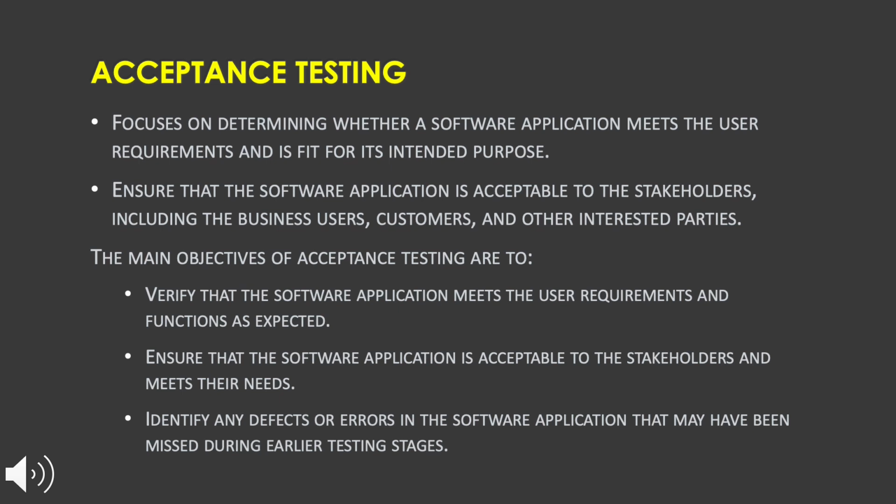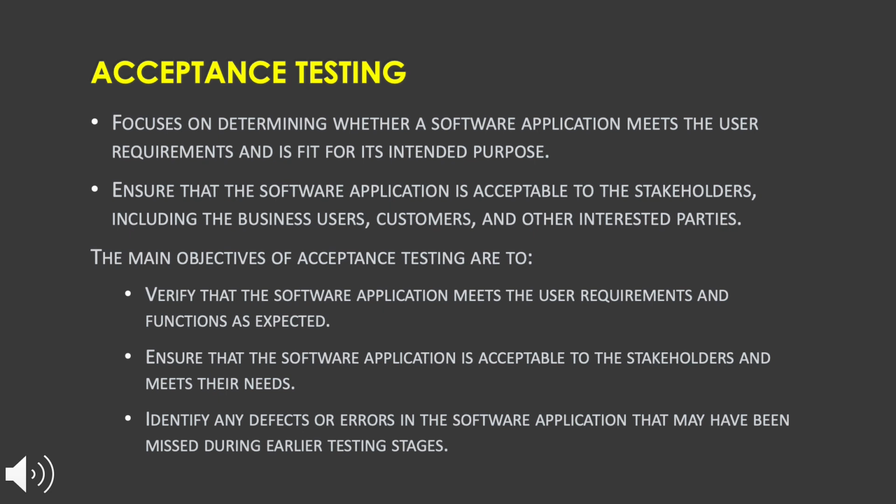Acceptance testing is a type of software testing that focuses on determining whether a software application meets the user requirements and is fit for its intended purpose. The purpose of acceptance testing is to ensure that the software application is acceptable to the stakeholders, including the business users, customers, and other interested parties. Acceptance testing is typically performed after system testing and before the software is released to production.